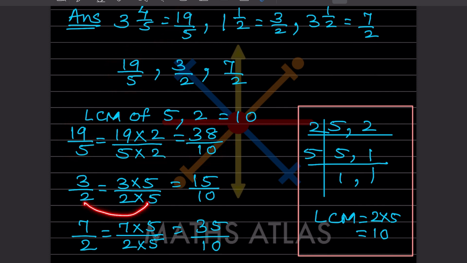Again, 2 5s are 10, so this is multiplied by 5. This also should be multiplied by 5, that will be 15 by 10. Again, this is the same, so you get 35 by 10.